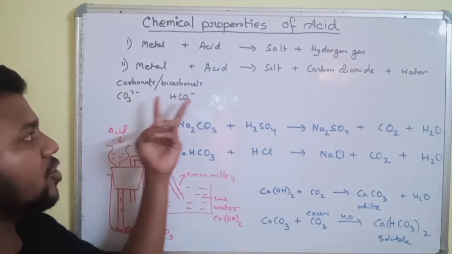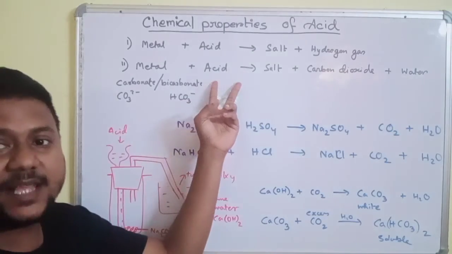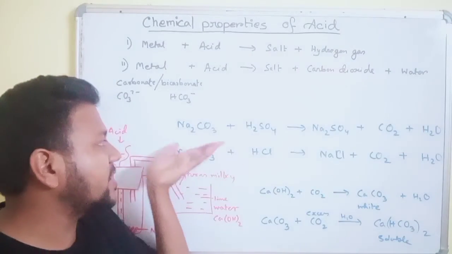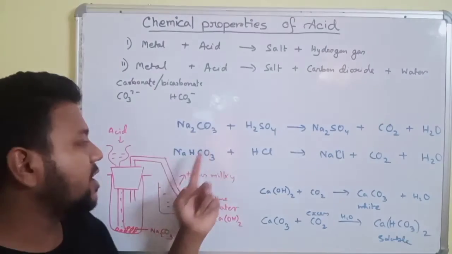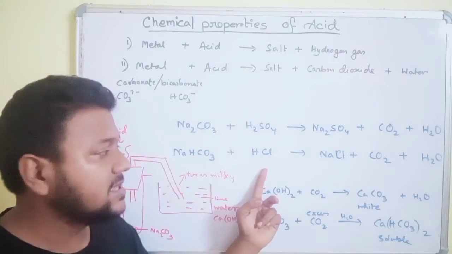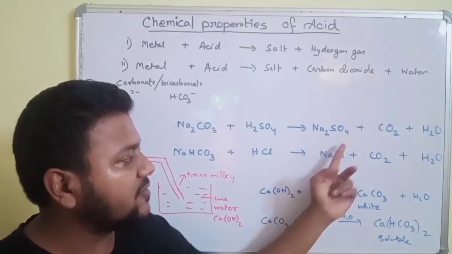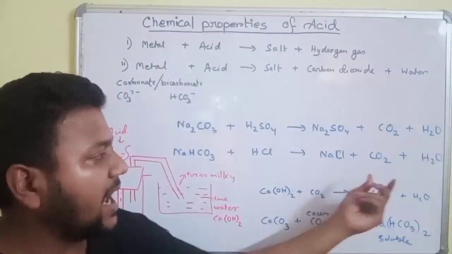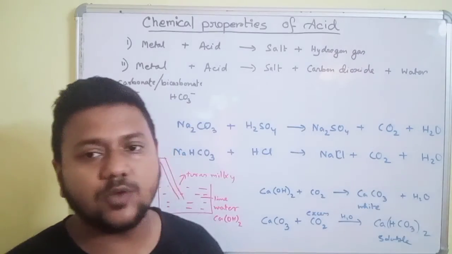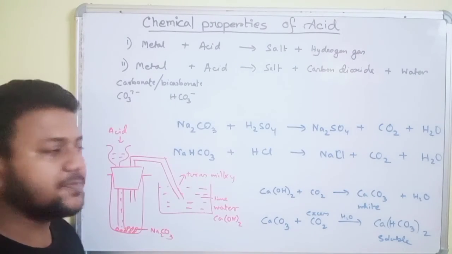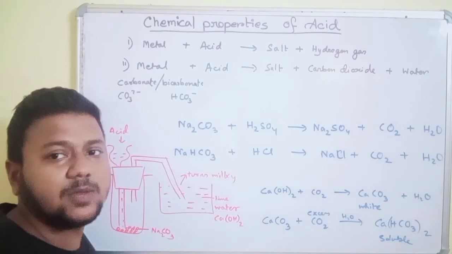When metal carbonate or bicarbonate react with an acid, they give out salt, carbon dioxide and water. We have taken two examples, sodium carbonate and sodium bicarbonate. When they react with a particular acid, they liberate salt, sodium sulfate or sodium chloride as per the particular acid used, and there is a liberation of carbon dioxide and water. How do we identify that the particular gas that is evolved is carbon dioxide?